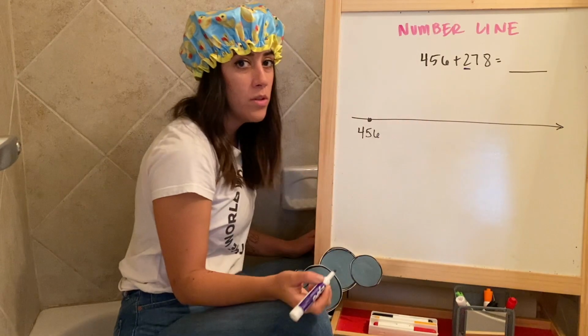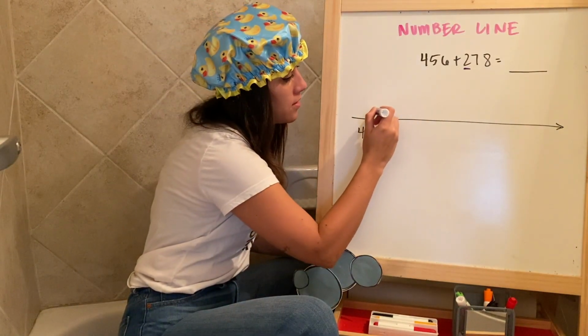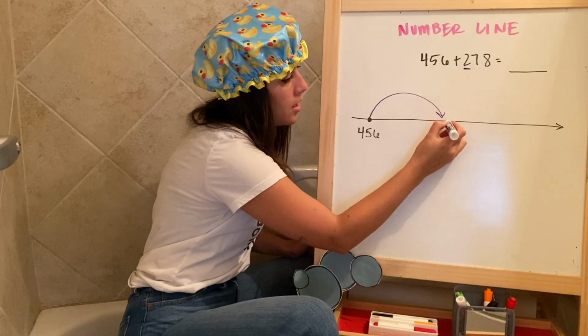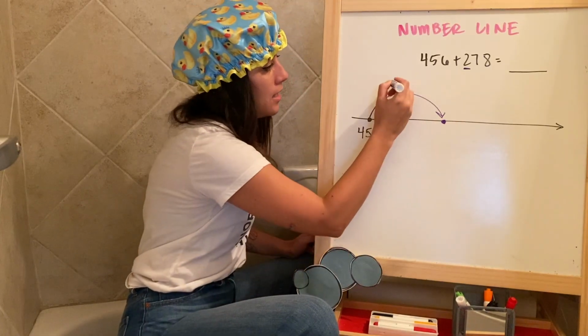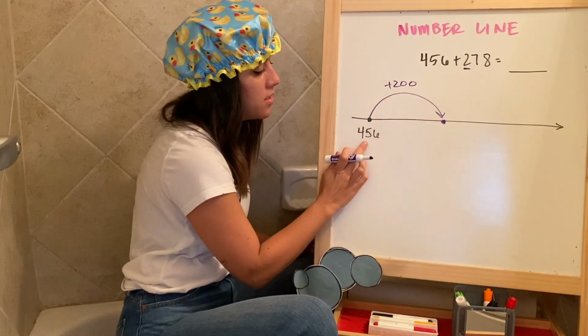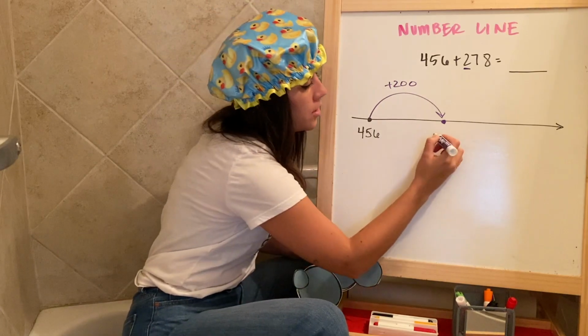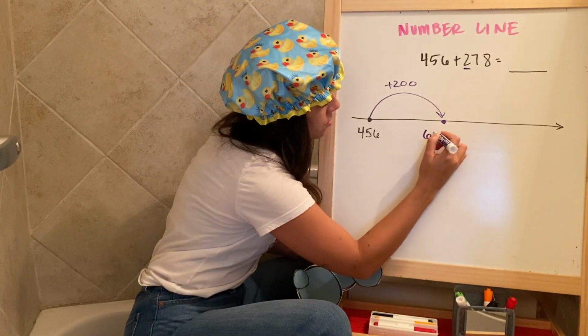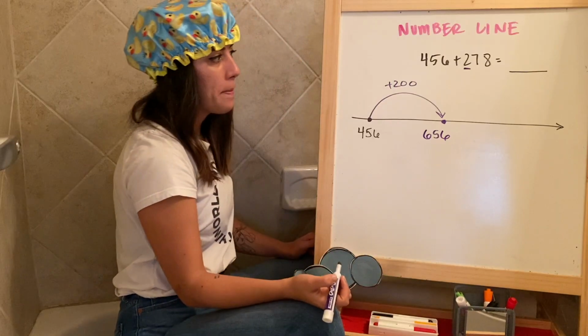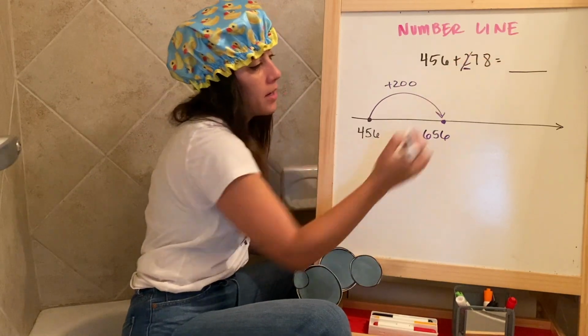So 2 is in the hundreds place. I would just kind of make a jump. That's going to be my next point. I added 200. So what is this number plus 200? It would be 656. Okay, so I can kind of mark my hundreds place out.